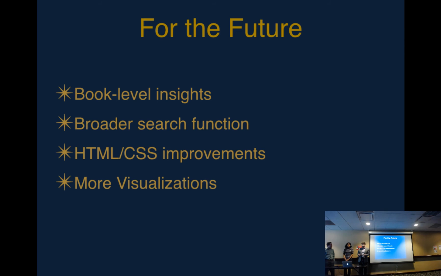I think we obviously want to point out or at least do some type of visual representation on the timeline of which characters are more important than others. Maybe the opacity can change depending on how many pages they're on. Broader search functions, some more visualizations. We all have ideas how to continue building this.